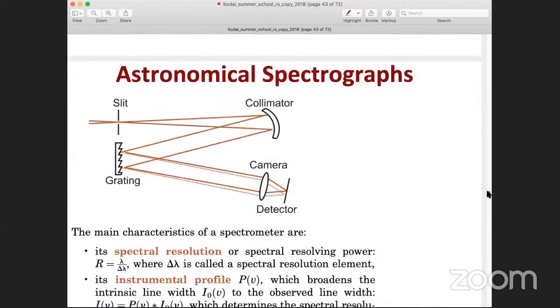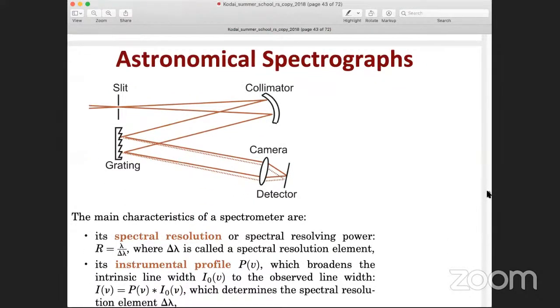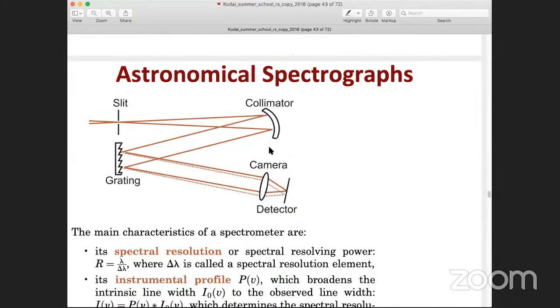Probably I'll quickly go through the spectrograph. You must have gone through the astronomical spectrographs lecture of 2 days. Basically, a spectrograph is an instrument where we split the light into its various spectral components. This is a general schematic of a spectrograph, where we have a slit and a collimator which collimates the beam and makes it fall on a dispersing element, which could be a grating, a prism, or a combination. Then the dispersed light is brought to focus with a lens, where on the camera, as a function of distance, we have different wavelengths coming in.